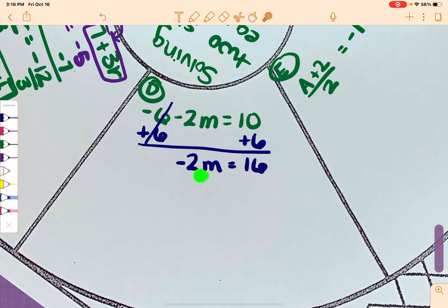Now, if I read this part, it's -2 times m. So the opposite of multiplying by -2 is dividing by -2. Now, make sure that it's negative because you want to make sure you can cancel the negative and the number. So if you don't do the negative with it, you're going to have an issue. 16 divided by -2 is -8.